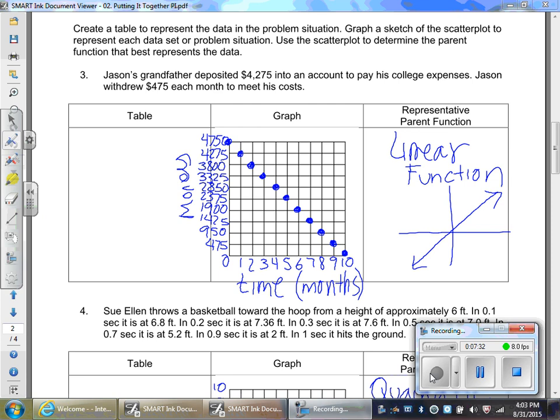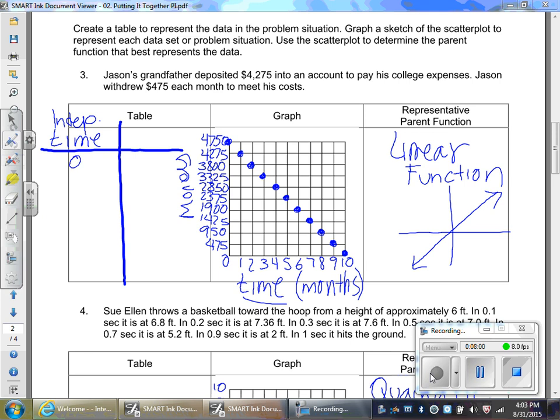Now we're going to go over problem number 3. And for problem number 3, we're going to create a table. So I'm going to ask that you do that on your own. And so here we will have the dependent and independent variables. We could say that the independent will be the time in months. So we start at time 0, time 1, time 2, 3, 4, 5, and so on until we get to, I would say, 10. Okay. Now, we start at time 0.